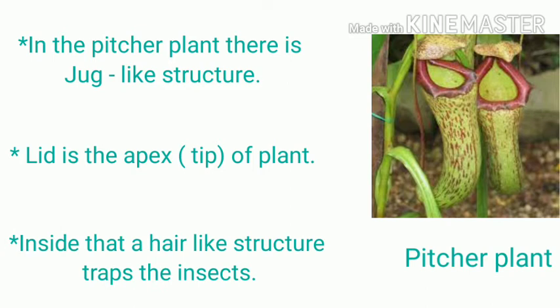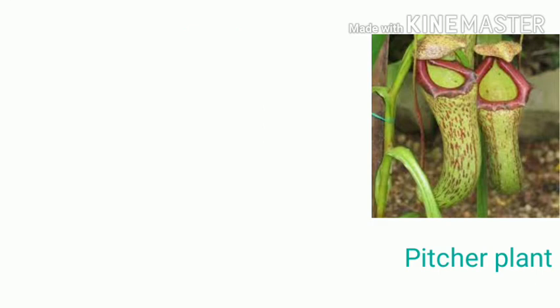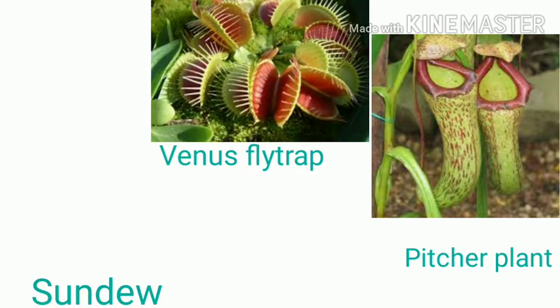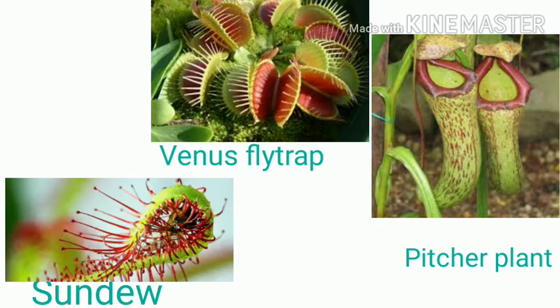Inside the jug-like structure there are hair-like things that will trap the insect inside. Once it is trapped inside, the lid will automatically close and they will secrete some enzymes that kill the animal and digest the animal inside. Once that animal is utilized by the plant, they open the lid and they will be waiting for the other insects.